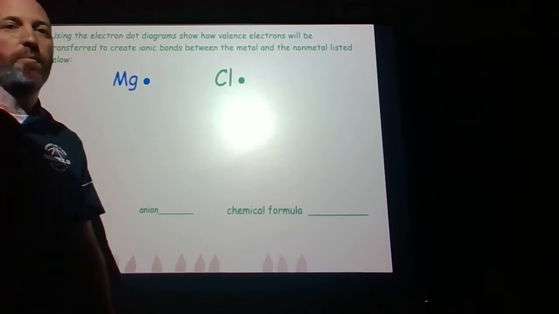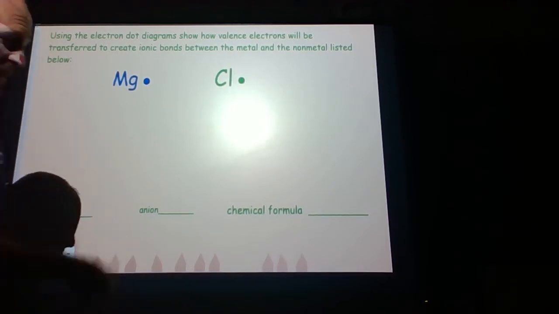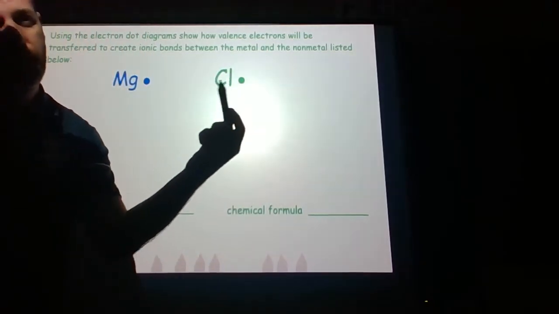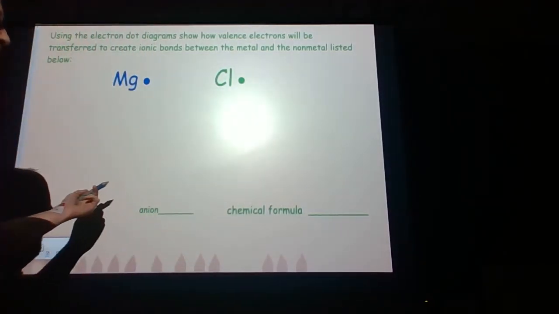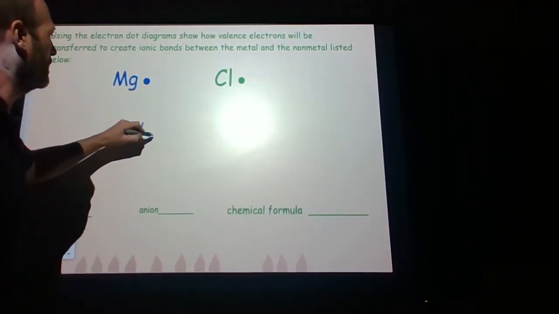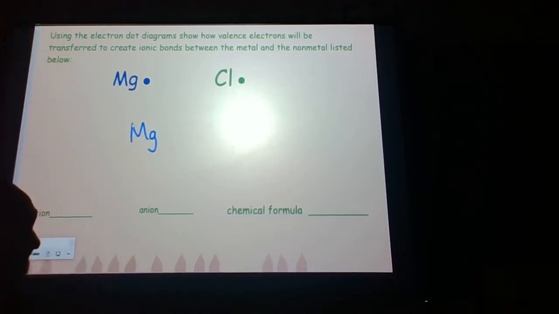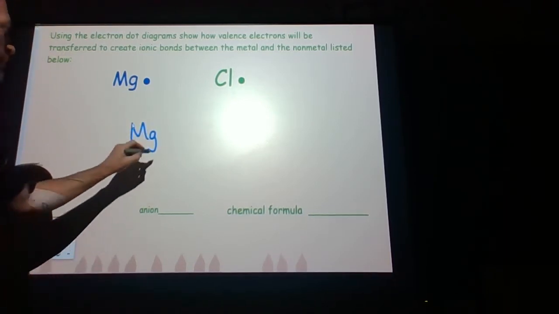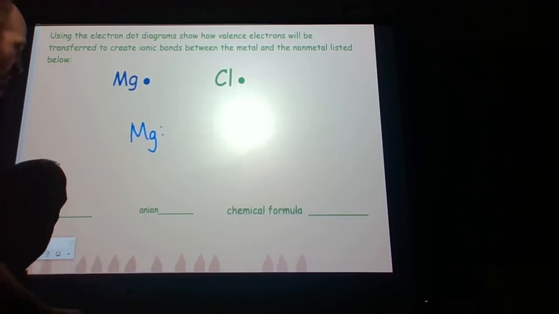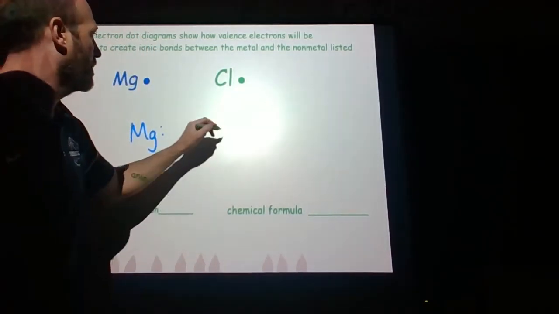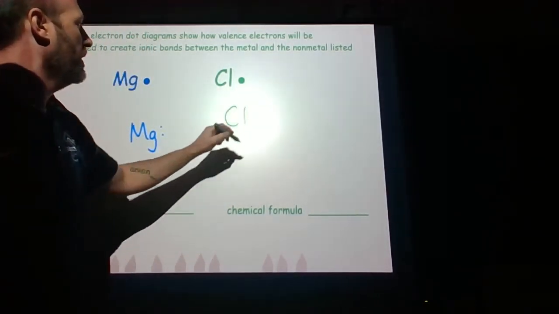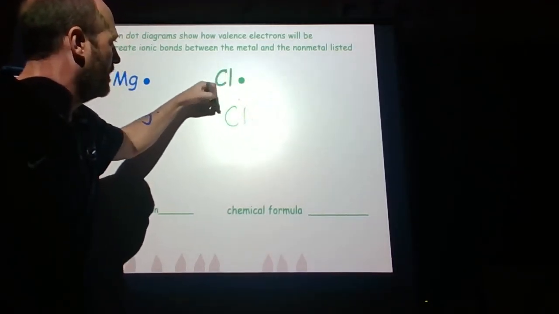Now we have magnesium and chlorine. And because I'm lazy, I'm going the old school way, pen and pencil. This is what I would have on my paper. Here's an Mg. Magnesium has 2 valence electrons. Check. Well, even these fancy colors. Chlorine, we did before, still has 7.